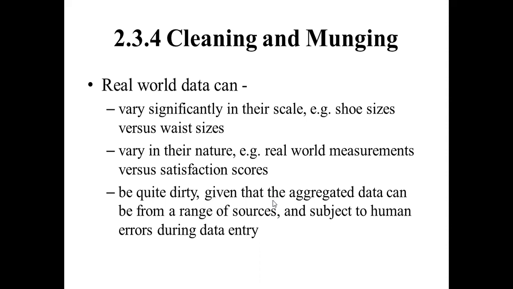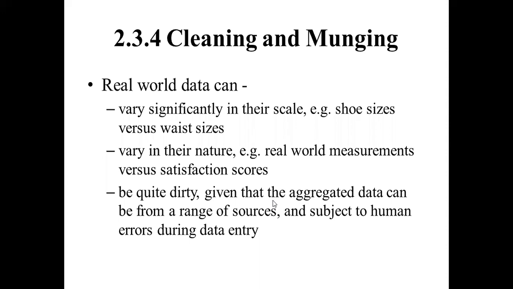Next, varying nature, that is real world measurements versus satisfaction scores. For example, I may write Kadam Sanjuni as a name, and someone might write Sanjuni Kadam. So the nature of the data can be different. Someone might represent it in Excel, someone in Word, etc. Multiple sources can be used to give my data, so the measurements can change.